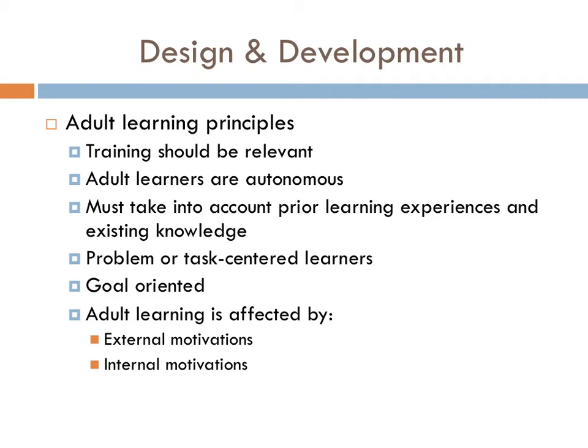Adult learning is affected by external and internal motivations. External motivations are to fulfill the expectations or recommendations of the job or to obtain a better job. Internal motivations include achieving a higher job satisfaction and also just to simply improve the learner's self-esteem.